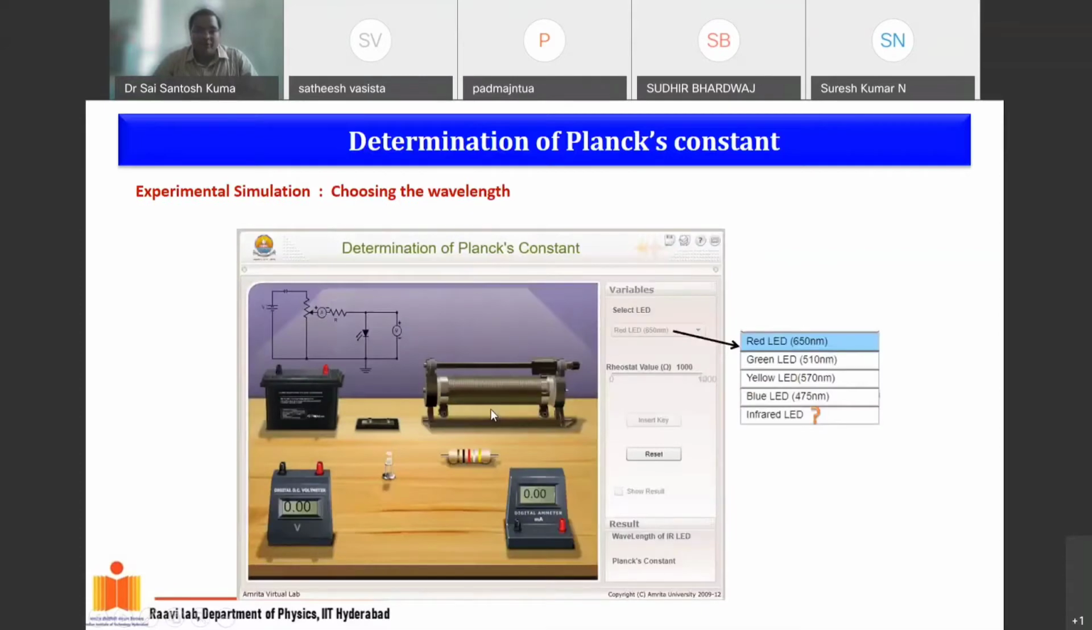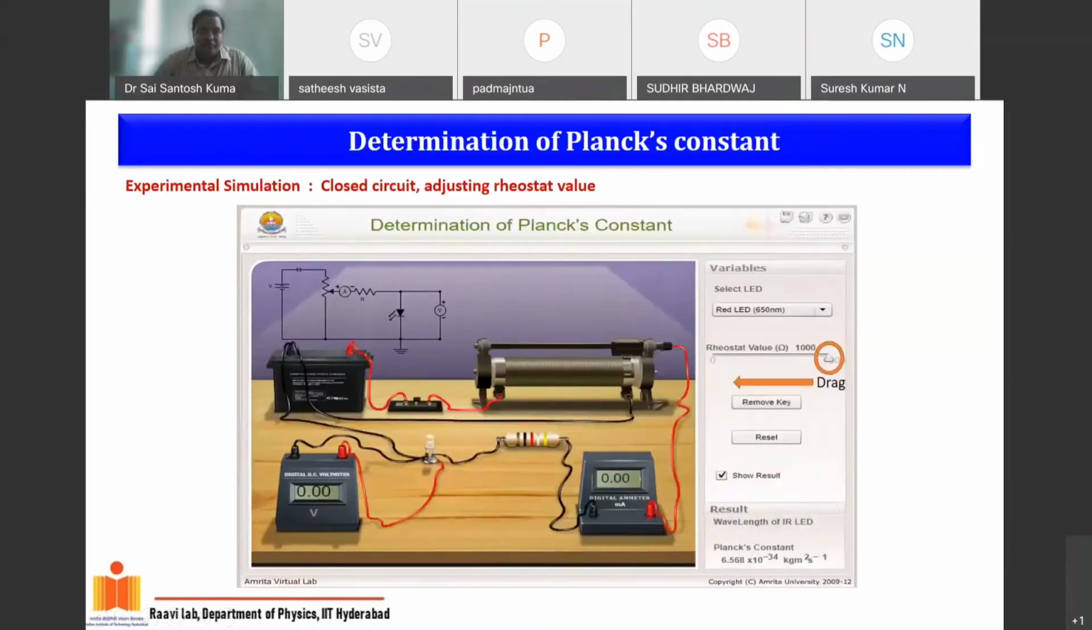Okay, so another point is choosing the wavelength. So you need to choose the wavelength. So you have red, green, yellow, blue, infrared. Okay, so these are the various things you can see. Of course, for infrared I just put a question mark because we cannot see the light, but then how do you know the LED is working? When you keep changing the voltage, the output voltage remains the same, whereas the current increases. So that's when you know that the light is coming out of the infrared LED. So all these options are there in the website, okay, in the virtual labs, right?